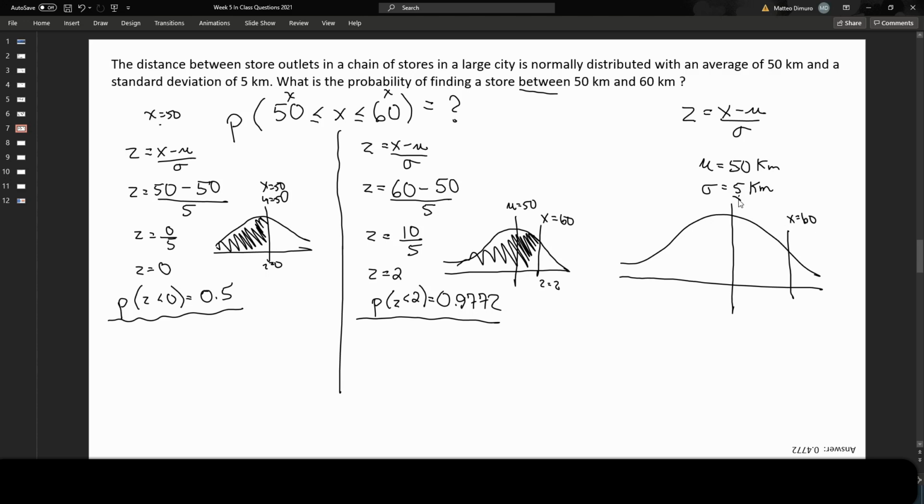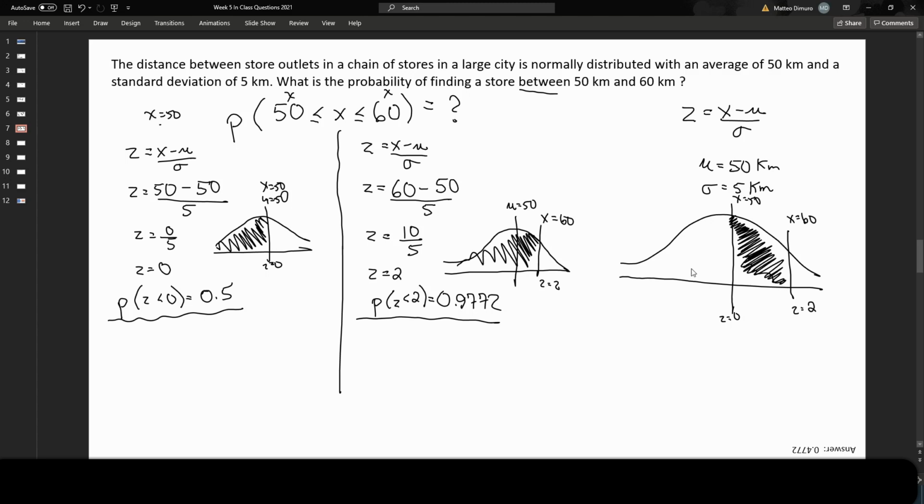X equals 60, x equals 50, z-score of 0 over here, and z-score of 2 over here. Now, we are looking for the probability that the average distance is between 50 and 60. So we're looking for this in-between section. We're looking for this part of the normal curve.